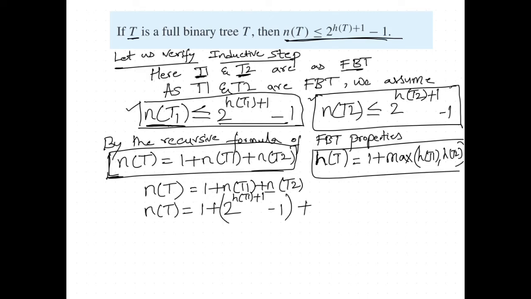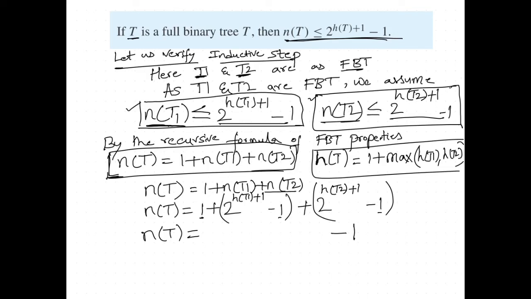Then again for n of T2, I will be replacing this one with 2 to the power of h of T2 plus 1 minus 1, right? Okay, I have written it like this. Now n of T is equal to 1 is there, here 1 is there, minus 1 minus 1 minus 2. So 1 minus 2 will become what? Obviously minus 1. Okay, I'll be writing minus 1.